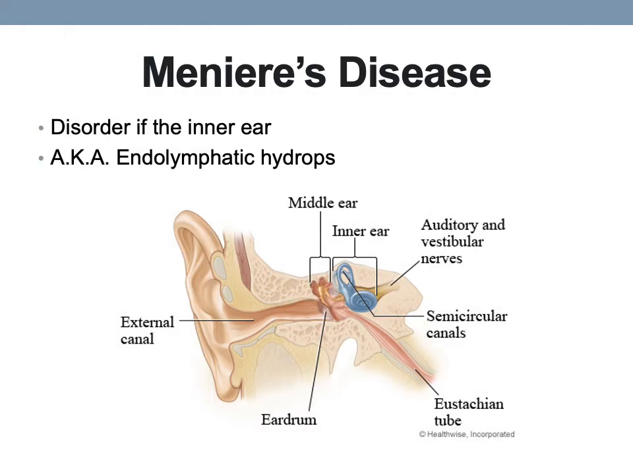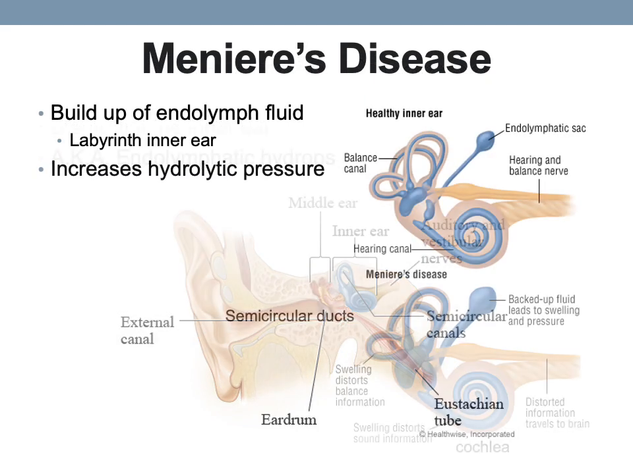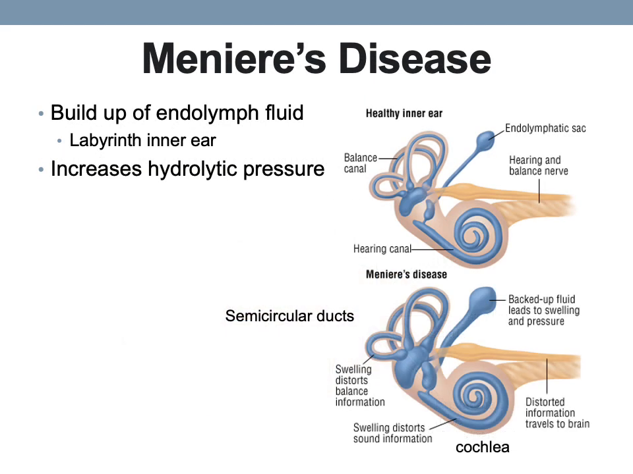Meniere's disease is a disorder of the inner ear. It's also known as endolymphatic hydrops. Meniere's disease is a buildup of endolymph in the labyrinth of the inner ear. It increases the hydrostatic pressure within the ear, making it feel very full or like you have water in your ears.